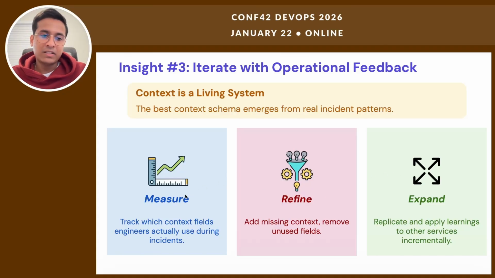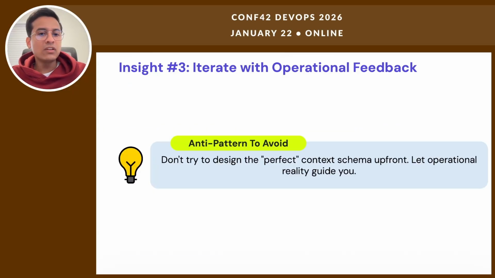And what I mean by that is that we track which context fields engineers actually use during incidents. If those fields are missing, we add them and remove the unused fields, so that we are not adding raw data which is not very actionable even for the AI models, and then expand that learning to different services incrementally. So the anti-pattern to avoid here is, don't try to design the perfect context schema upfront. Let on-call incidents and operational load guide you into designing the context schema.